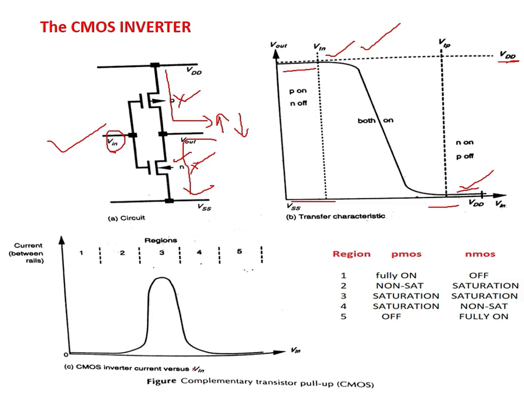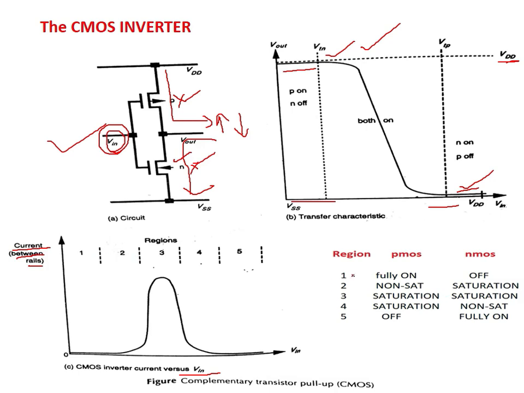And if you observe the current, the current between supply rails, this VDD and VSS are called supply rails, versus input. If we draw the input versus current, then we will get this type of curve. The CMOS inverter can operate in 5 distinct regions.